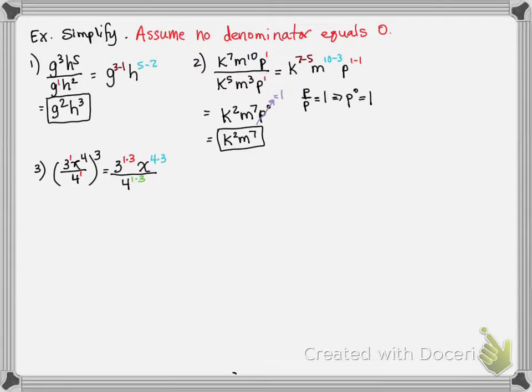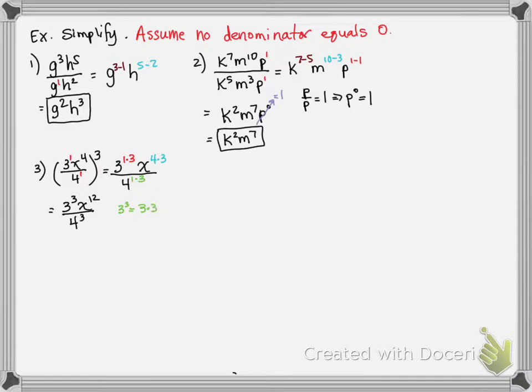So what do I end up with? Let's see, I get 3 cubed x to the 12th over 4 cubed. Now, generally speaking, you are not going to leave your answers in exponential form. That means leaving it with exponents. They would have to tell you to leave it in exponential form. If they don't say that, then you are going to expand out and solve.